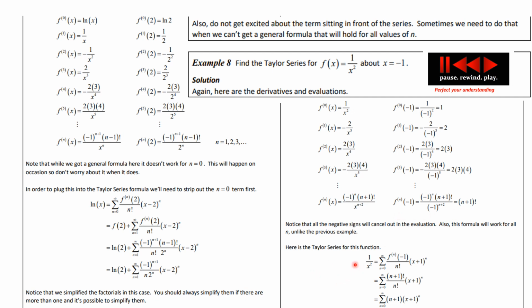And so the Taylor series for 1 over x squared is a summation. This is going to be n plus 1 factorial, that's what we got for the numerator, divided by n factorial. And then this is x minus a, minus minus 1, that's x plus 1 whole to the n. And you see the factorial, n plus 1 factorial over n factorial is just going to give you n plus 1. So this is the summation from n equals 0 to infinity of n plus 1 times x plus 1 whole to the nth power.